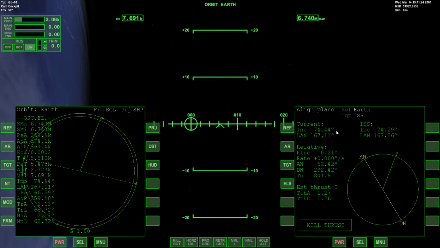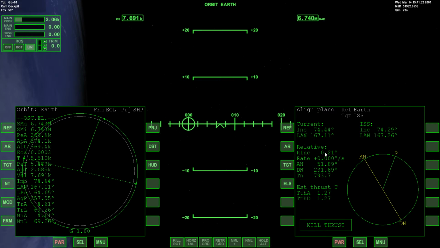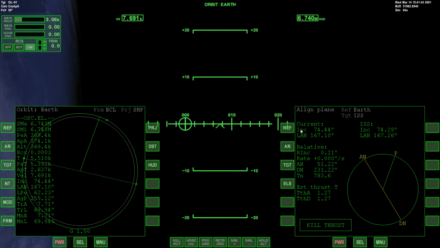So the idea is that we want to get each of these two numbers matched up between us and our target. So we also discussed in the previous part relative inclination, and that is basically just our inclination relative to our target. And again, because we want our inclination to be the same as our target, we want relative inclination to be at 0.